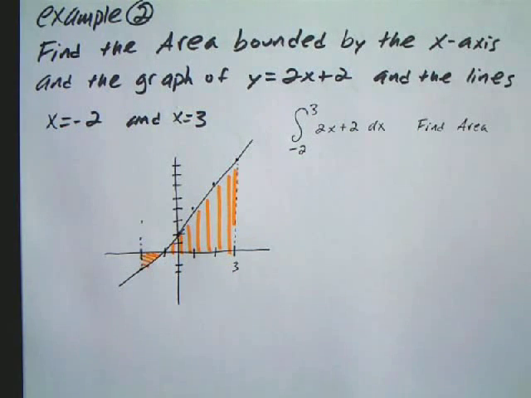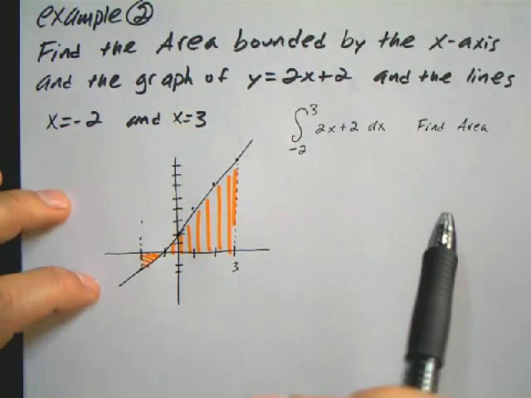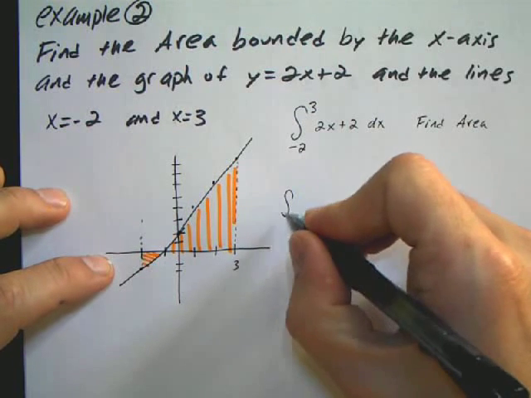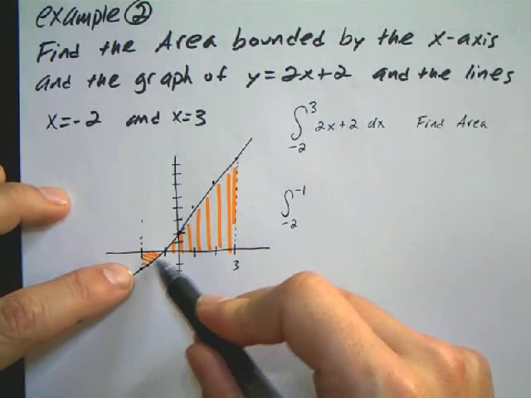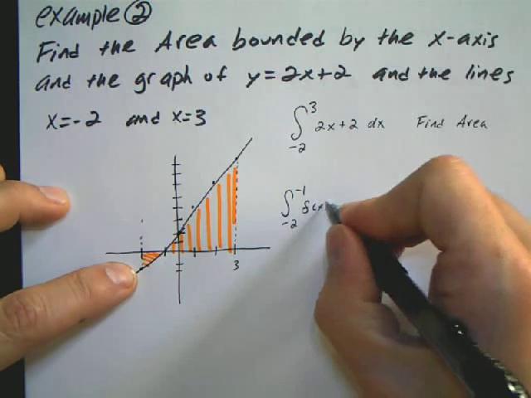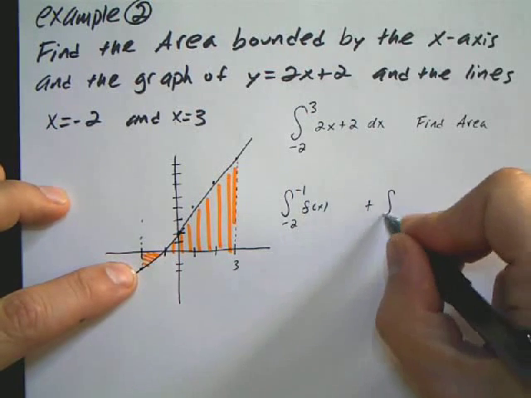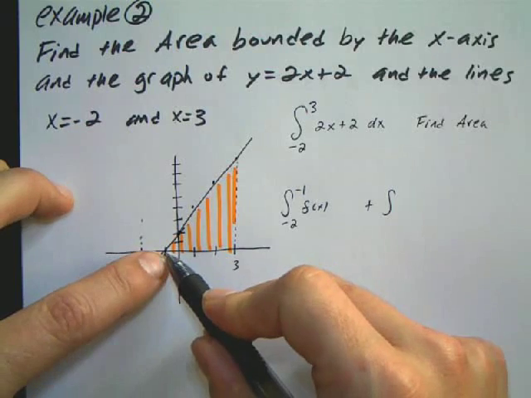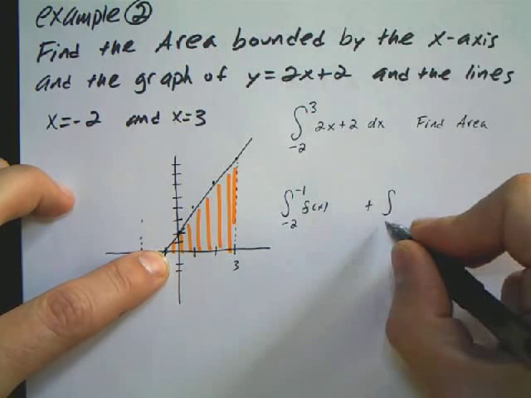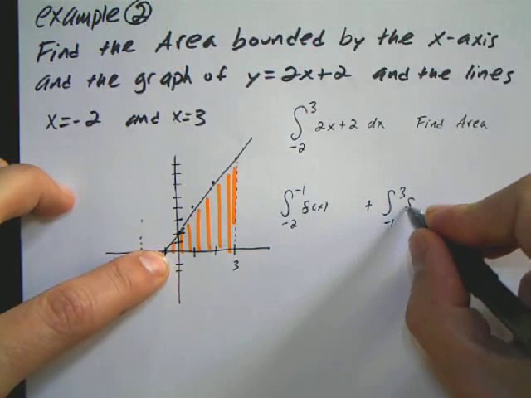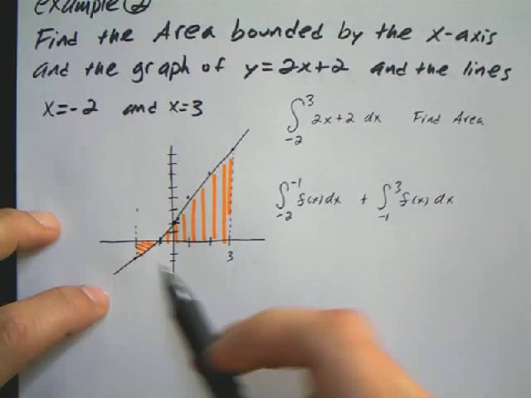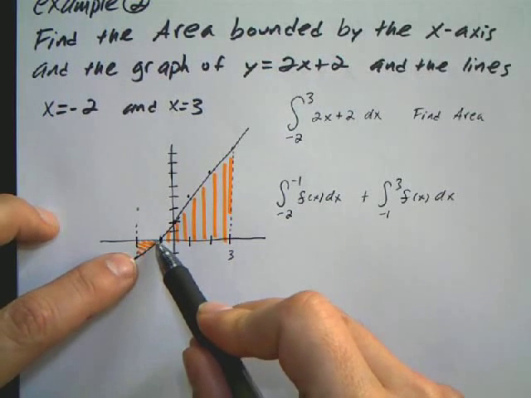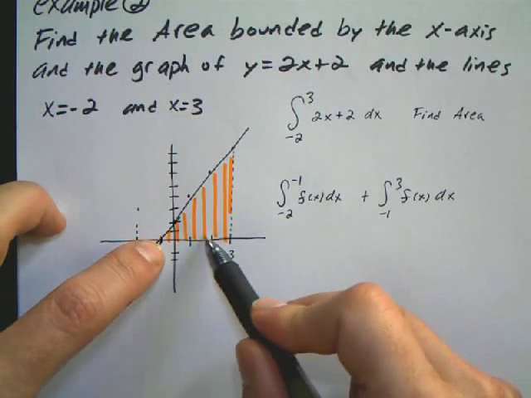Alright, so I'm going to split this up into, first of all, the negative part. So it's going to go from negative 2 to negative 1. And then I'm going to add that to the region from negative 1 all the way to 3. So that's where the two separate parts split up. This is all going to be negative, and then the rest of it's going to be positive.